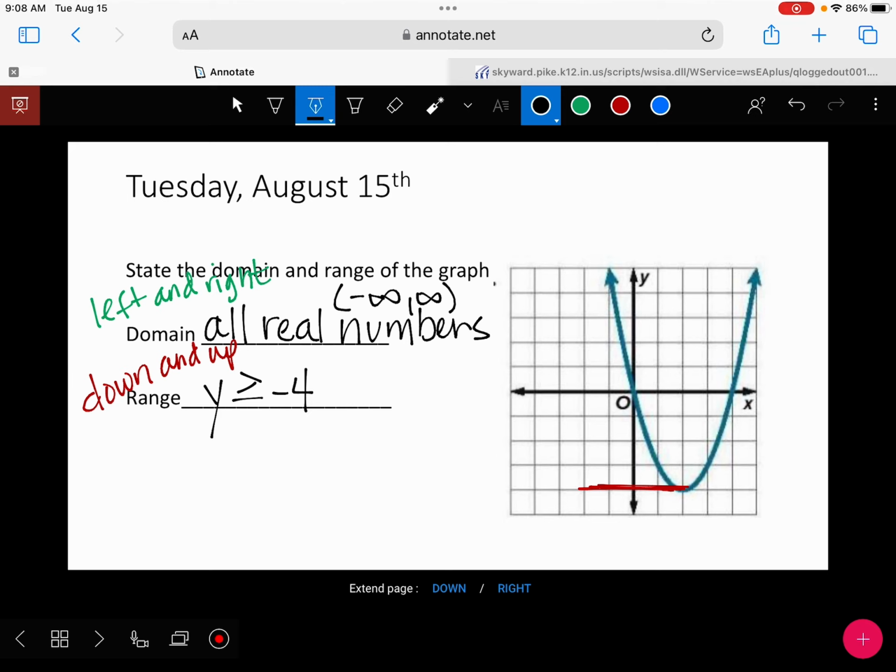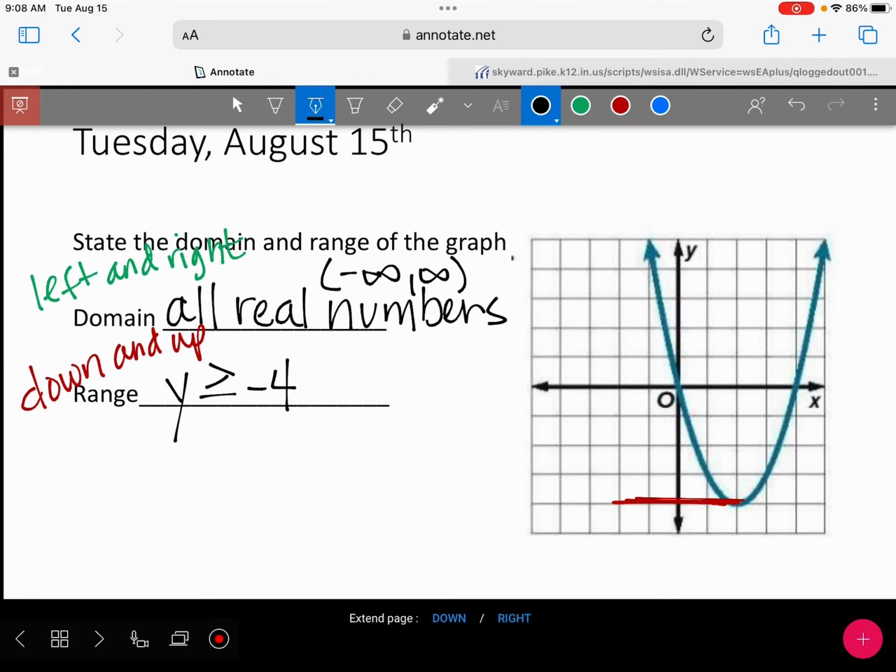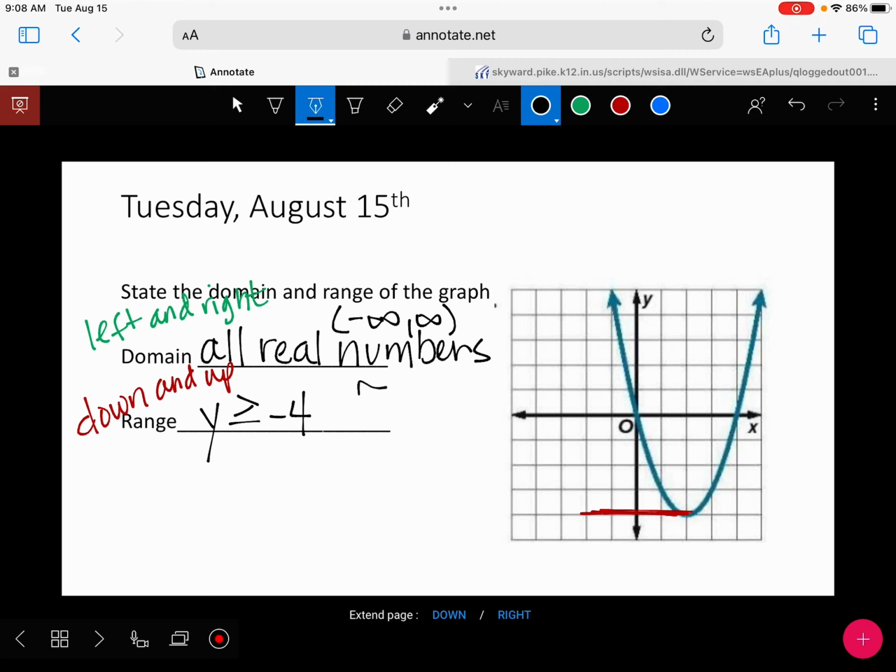Okay, so y is greater than or equal to -4, which in interval notation would be a bracket -4 to infinity.